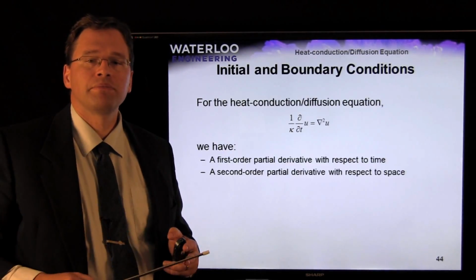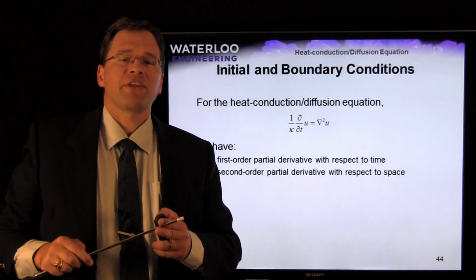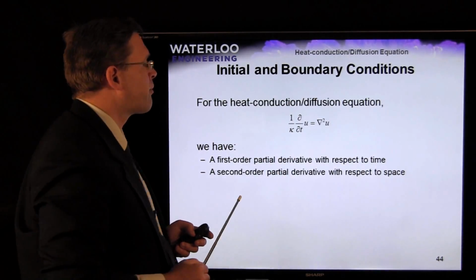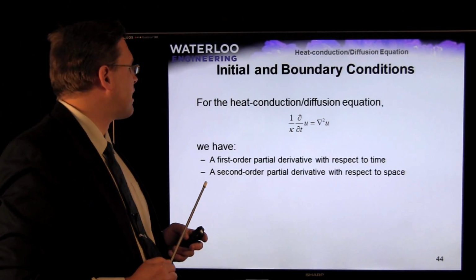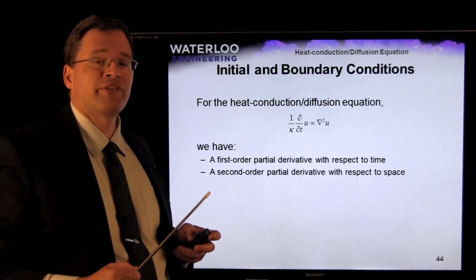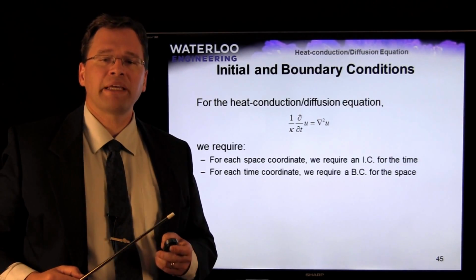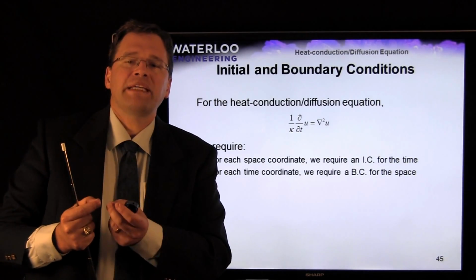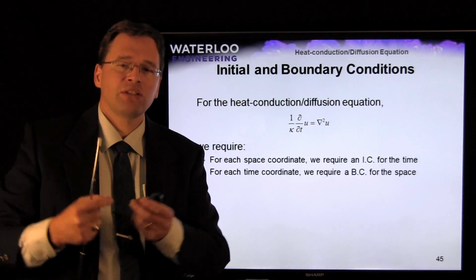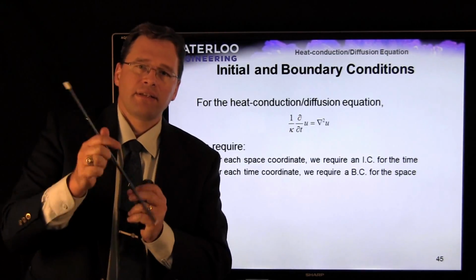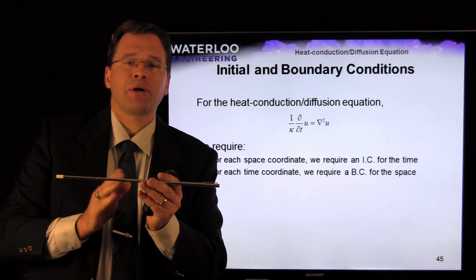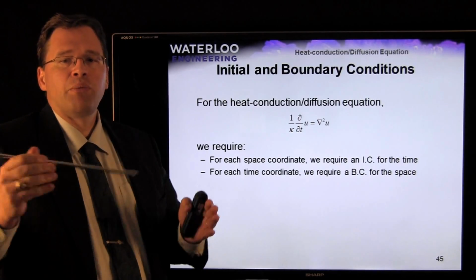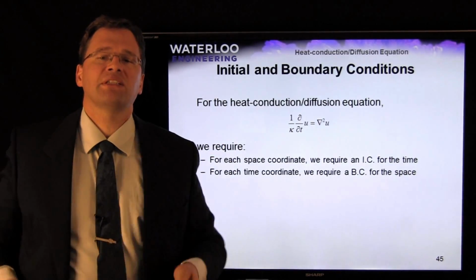Now, for the heat conduction diffusion equation, we have a single partial derivative with respect to time and a second order partial derivative with respect to space. Therefore, for each coordinate in space, we will require one initial condition. What's the initial state at this point in the bar? But for each time coordinate, we will require both boundary conditions.